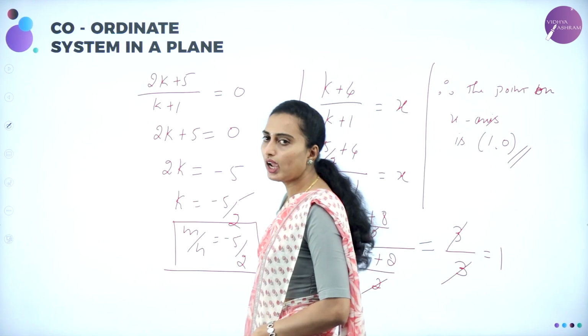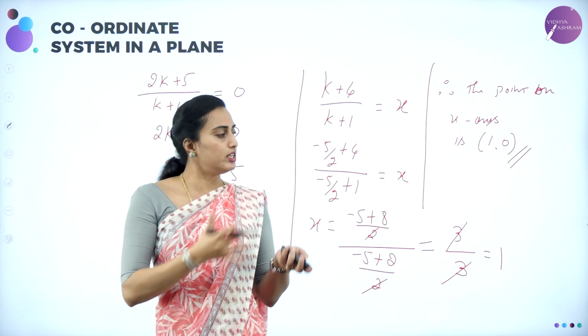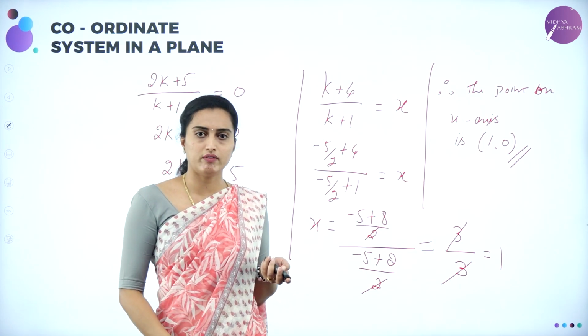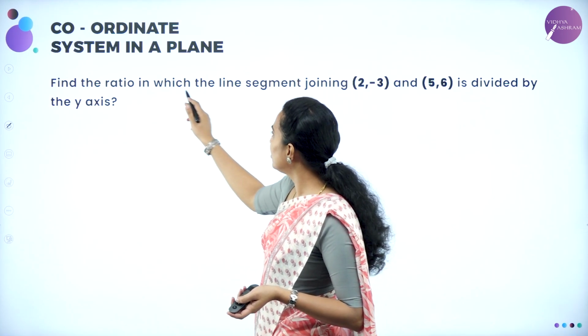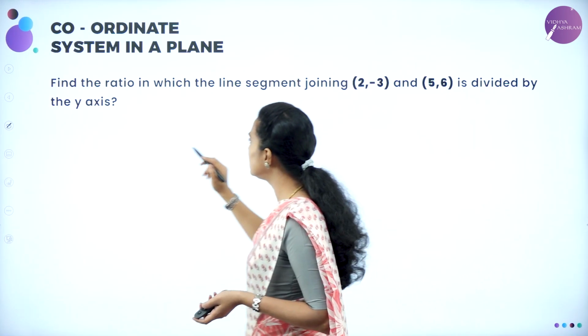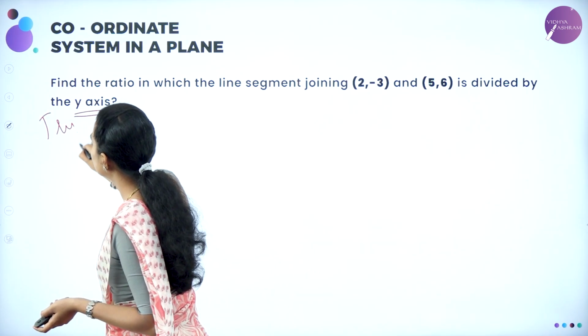That's it. Same thing if they have given the y coordinate as 0: the same procedure applies. You are going to equate it to the x coordinate and find the y value. Here is the one to try: find the ratio in which the line segment joining 2, minus 3 and 5, 6 is divided by the y-axis. What is the hint?